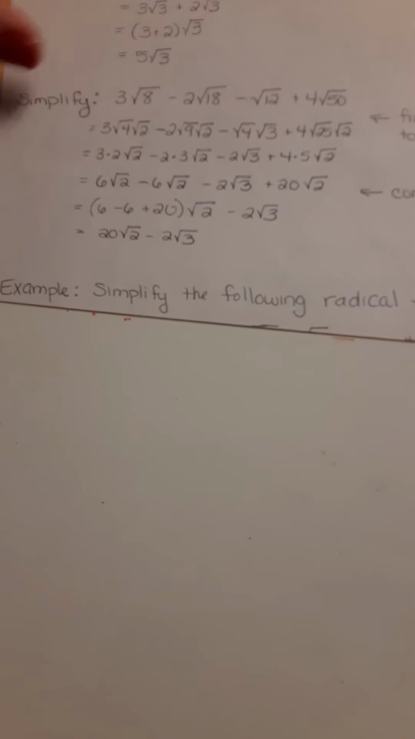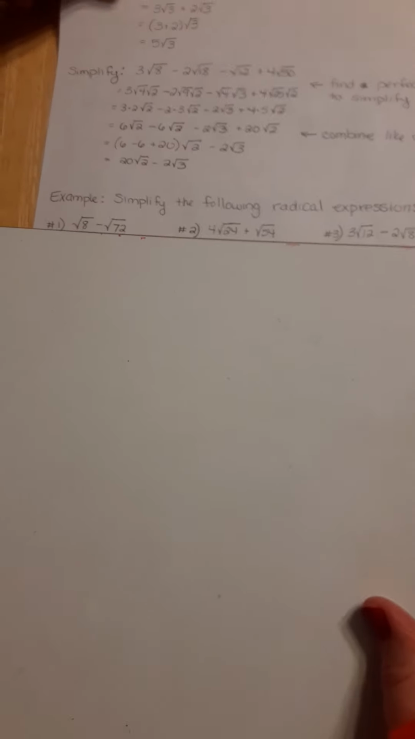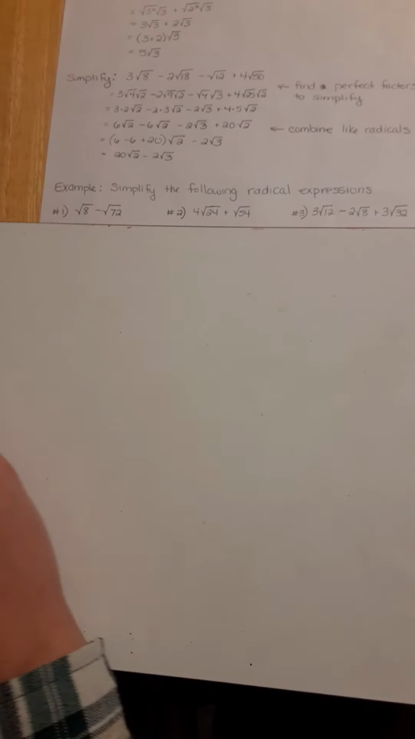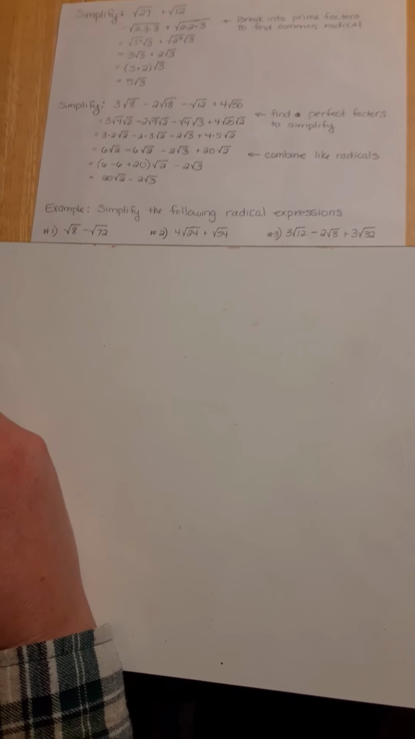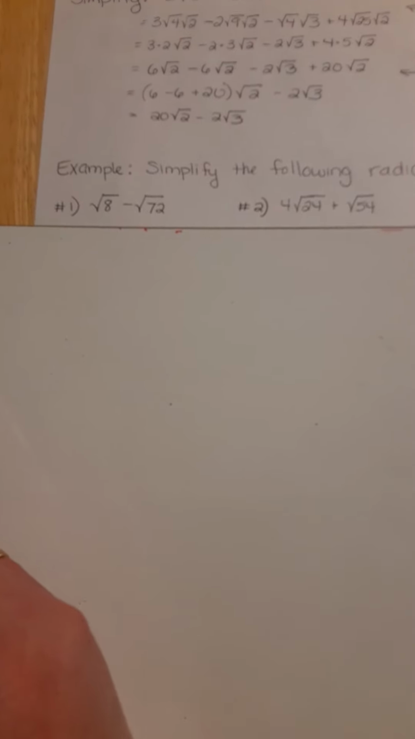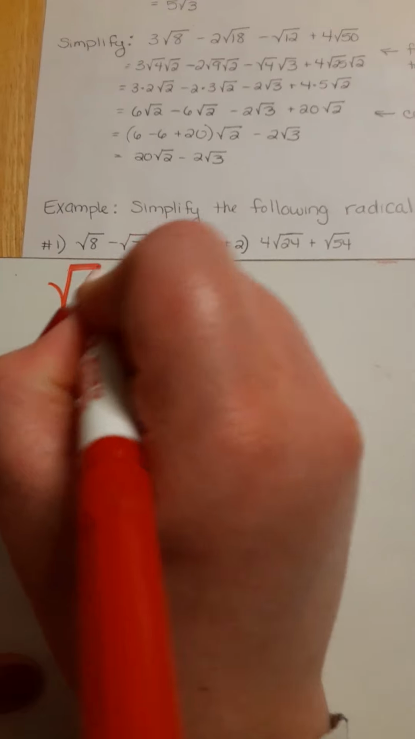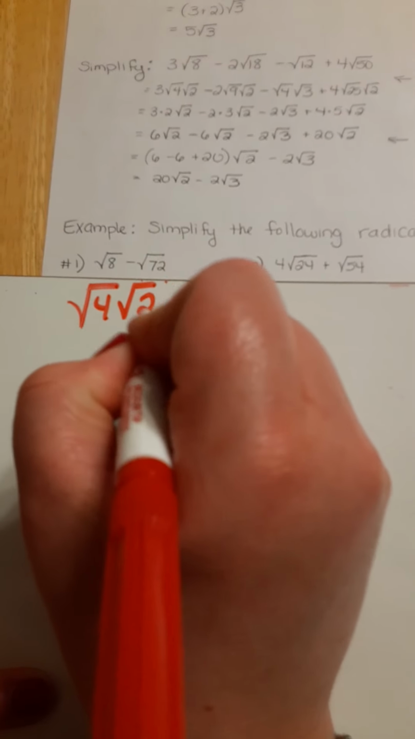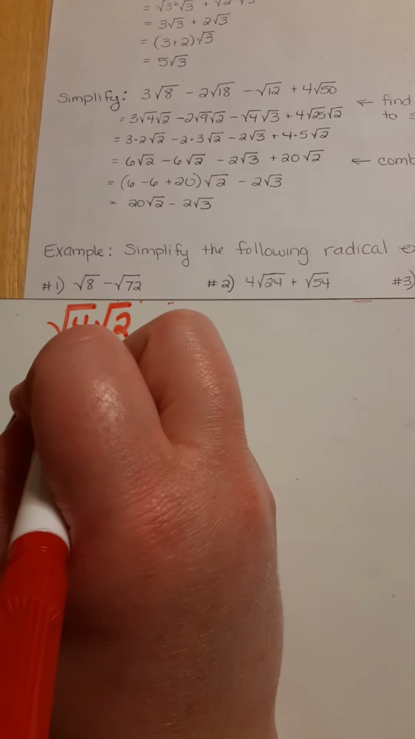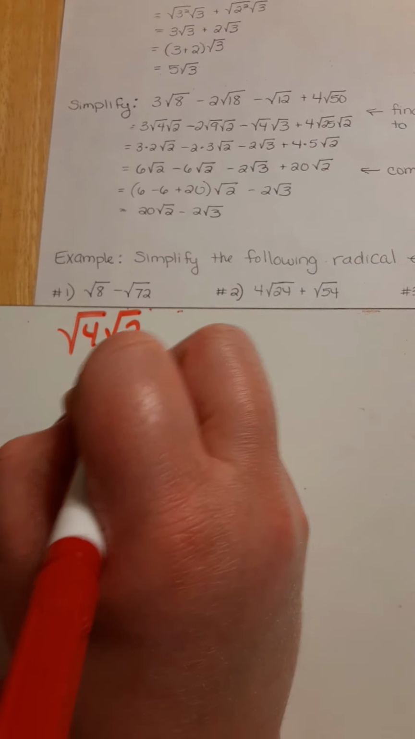Okay, so let's do some examples here and see if you can do it. We're starting off with square root of 8 minus the square root of 72. We're looking for perfect squares that go into it. And I know I have 4 times 2. And I end up with 2 times the square root of 2.